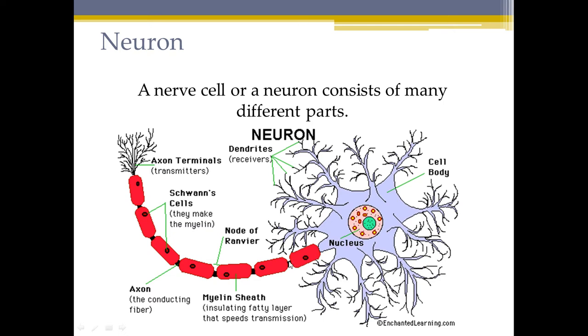So the signal gets sent this far, and then it gets a boost. It gets resent, and then again. So you wind up with no signal loss from this point all the way down to the axon terminals. And then lastly, we have the Schwann cells, which are what make the myelin happen.